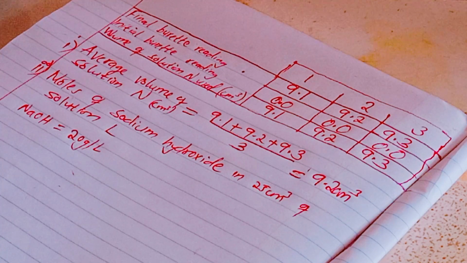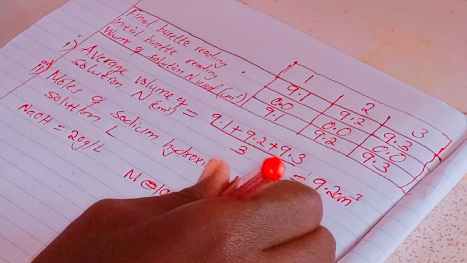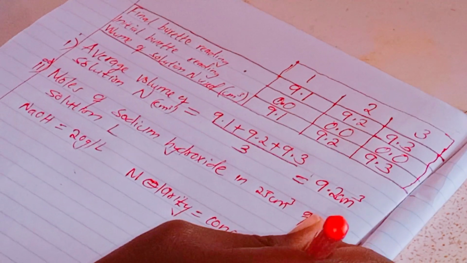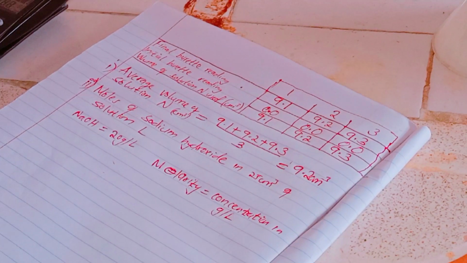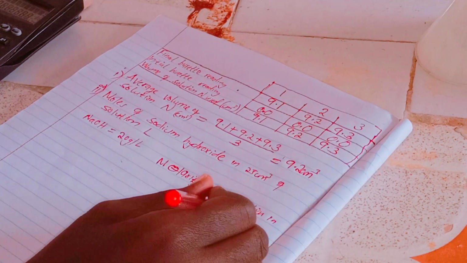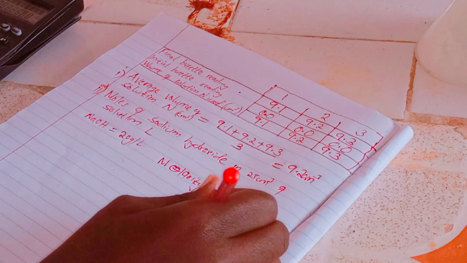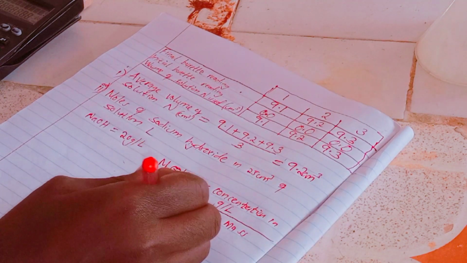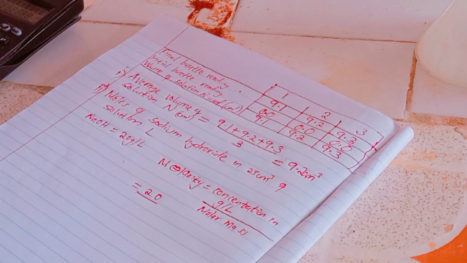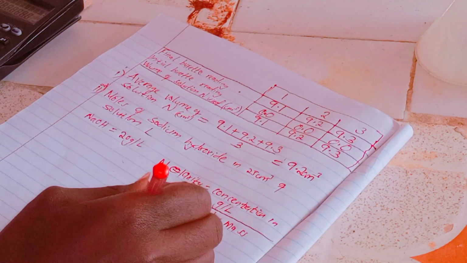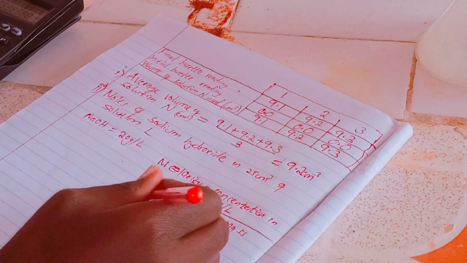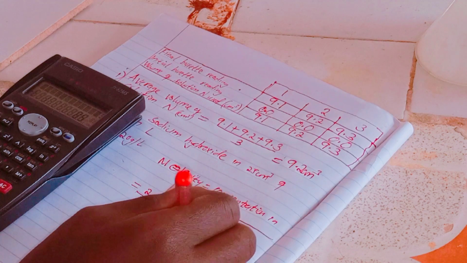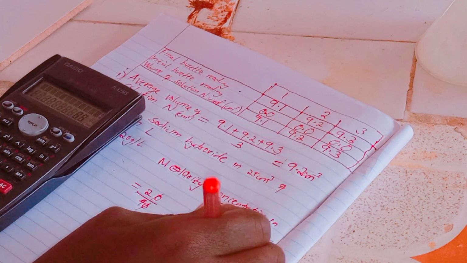Now from here, you are able to calculate molarity. So molarity is equal to concentration in gram per liter divided by molar mass. What was the concentration in gram per liter? It was 20. So 20 divided by the molar mass of sodium hydroxide, which is 40. So that's 20 divided by 40, which will give you 0.5 moles per liter.